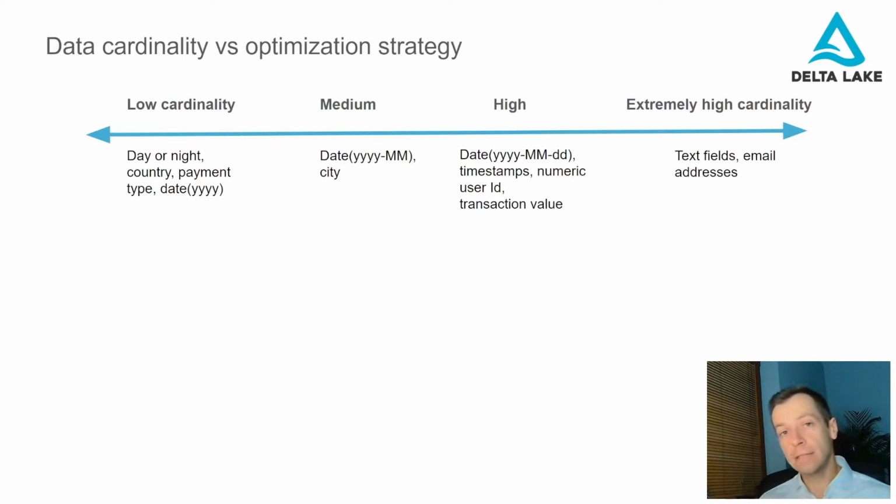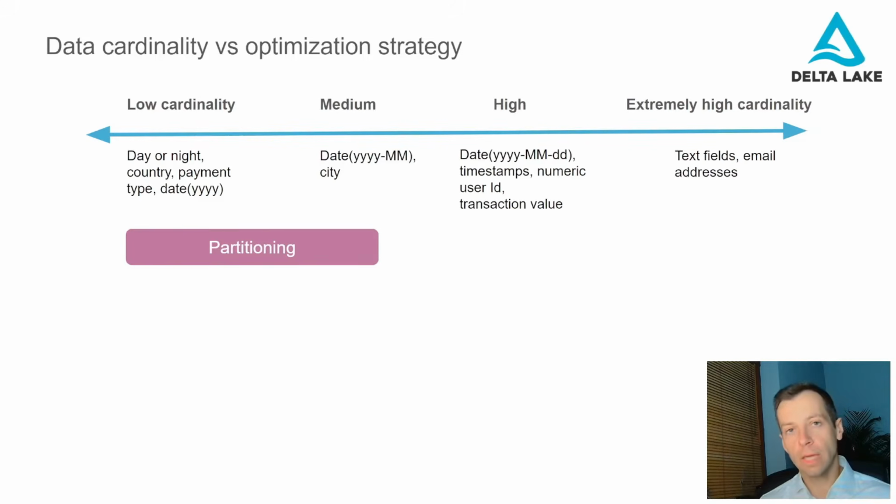And this determines the effectiveness of different optimization approaches we can take in the Delta Lake. If we think about low to medium cardinality, then a classical solution for that is partitioning, which we are going to discuss. You cannot efficiently apply partitioning to high cardinality columns, because then you would create a problem of small files. You would over-partition your data.